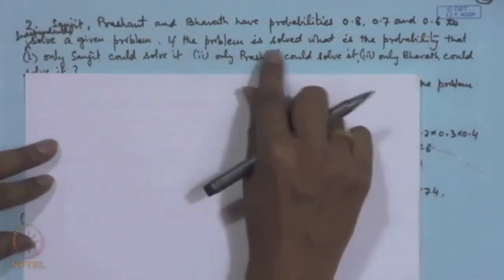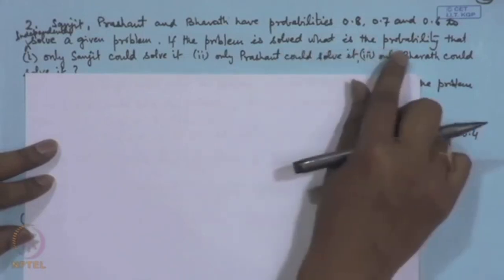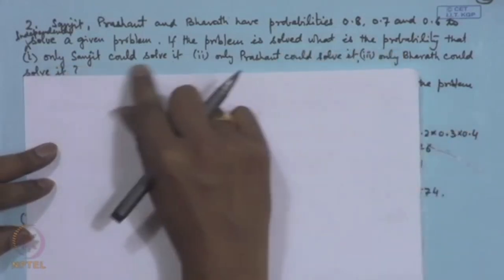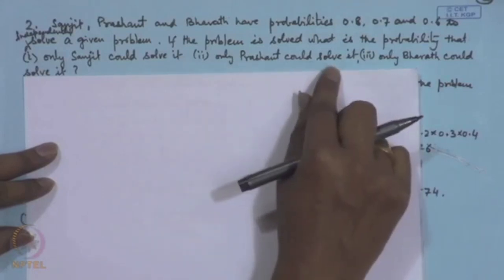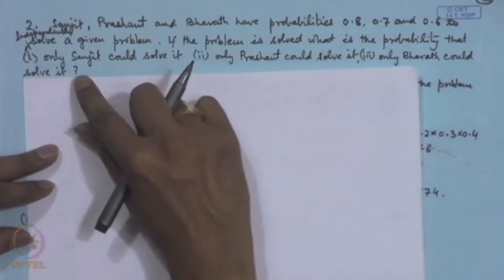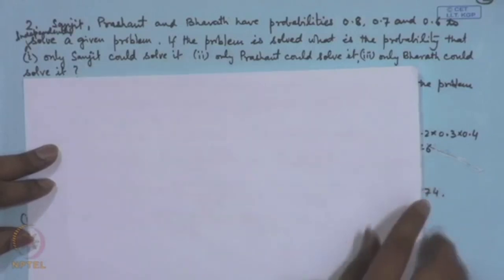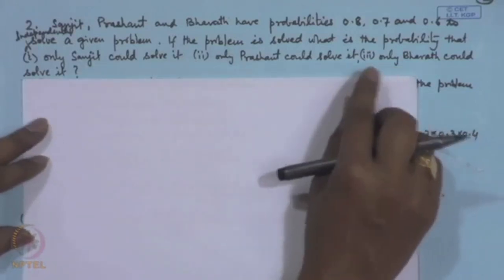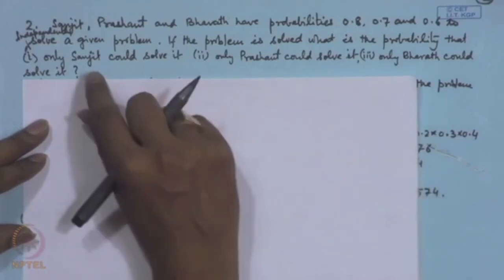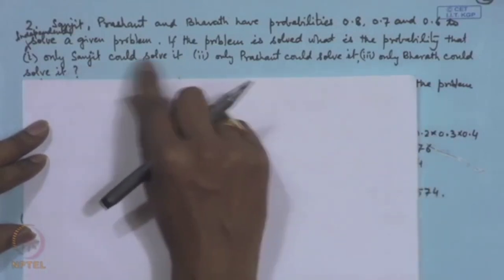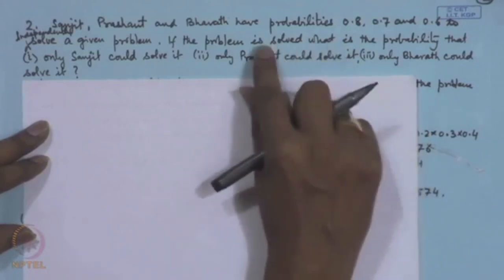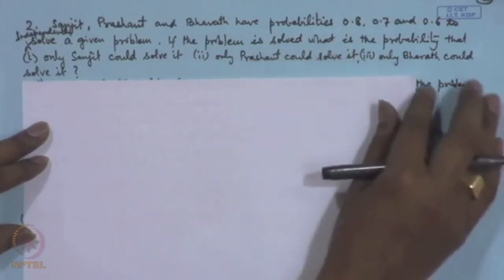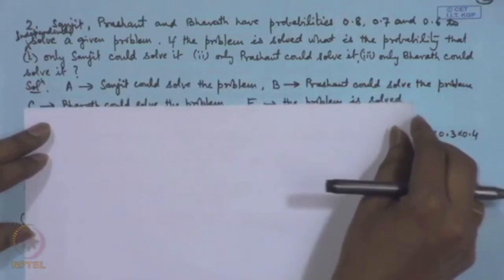Now, if the problem is solved, what is the probability that only Sanjeet could solve it, or only Prashant could solve it, or only Bharat could solve it? Now, this is again the case of conditional probability. What is the probability that Sanjeet could solve the problem given that the problem is solved? Only Prashant could solve the problem given that the problem is solved, etc. So, let us again define.